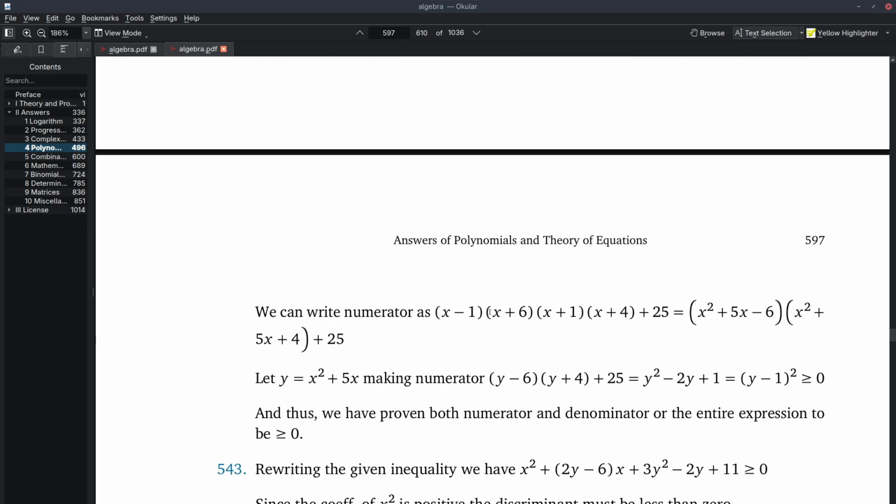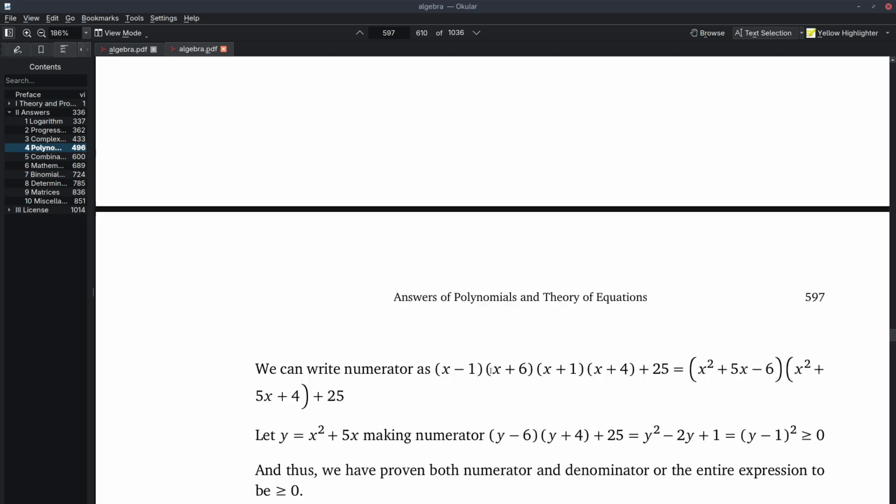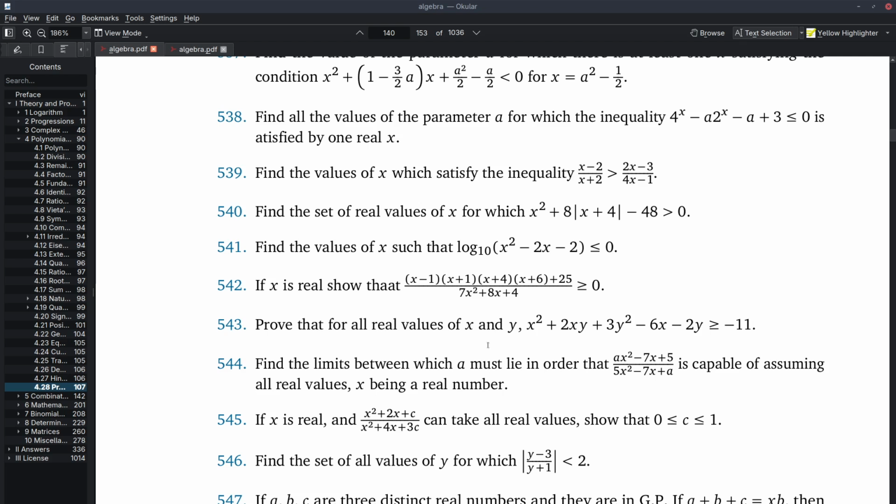So we rewrite the numerator. What we do is multiply the first two terms and the last two terms, so you get x squared plus 5x minus 6 and x squared plus 5x plus 4, plus 25. Now we write x squared plus 5x as y. We get (y minus 6)(y plus 4) plus 25, which is y squared minus 2y plus 1. So this is (y minus 1) whole squared, greater than or equal to 0. And thus both numerator and denominator are non-negative, so the entire expression would always be non-negative.